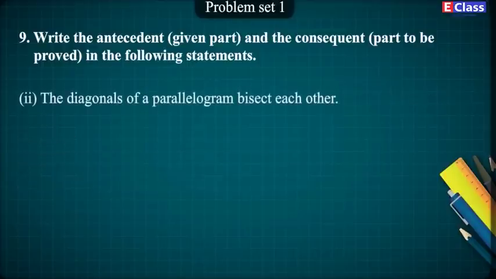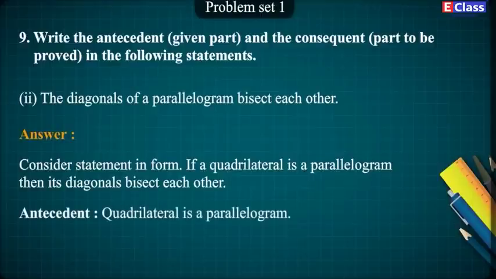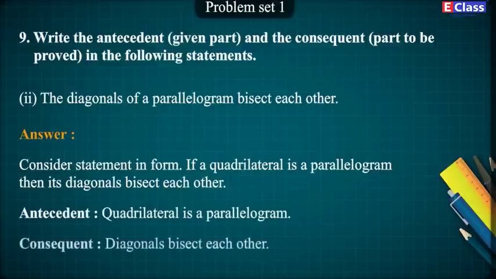2. The diagonals of a parallelogram bisect each other. Answer. Consider the statement in if-then form. If a quadrilateral is a parallelogram, then its diagonals bisect each other. Antecedent. Quadrilateral is a parallelogram. Consequent. Diagonals bisect each other.